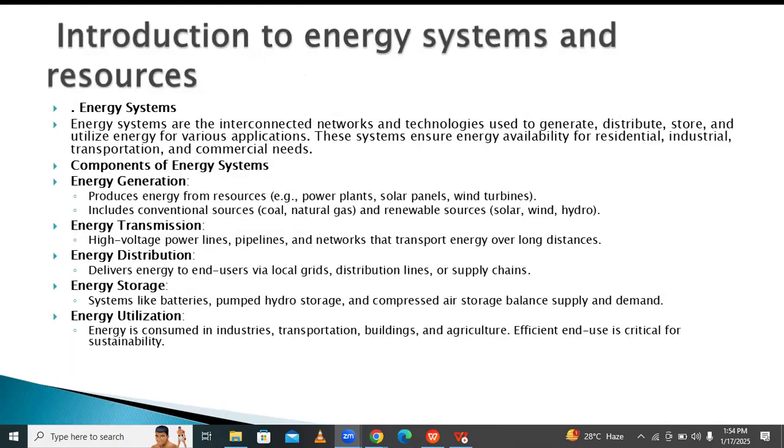Next, introduction to energy systems and resources. What are the components of energy systems? First are energy generation, transmission, distribution, storage, and utilization. First we have to generate energy using different types of sources, renewable and non-renewable. Power plants, solar panels, and wind turbines come under renewable energy sources. Coal, petrol, gas, and diesel come under non-renewable energy sources.